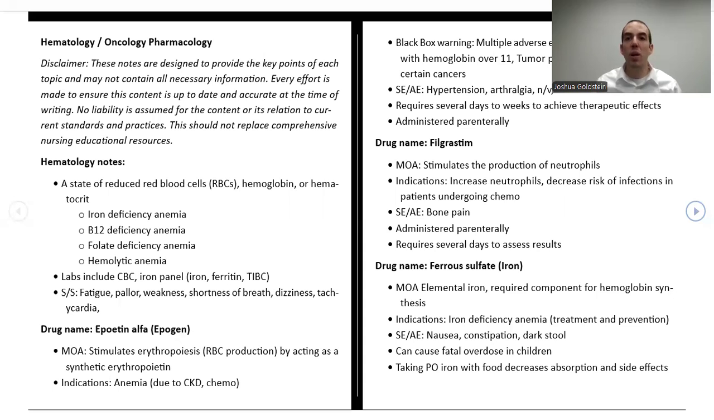This does have a black box warning, several of them. One is that it can have multiple adverse effects if we give it to a patient that has a normal hemoglobin. Why? Because this is going to stimulate increased red blood cell production. Now, keep in mind, the more red blood cells we have, that might be good.